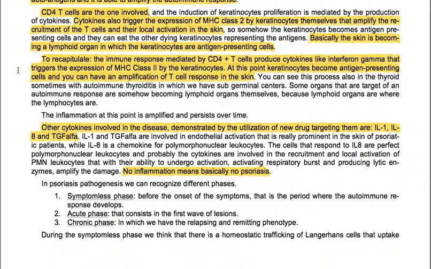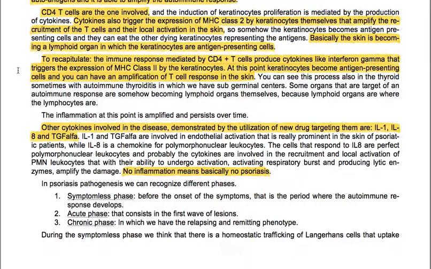You can see this process also in the thyroid, sometimes with autoimmune thyroiditis, in which we have germinal centers. Some organs that are the target of an autoimmune response are somehow becoming lymphoid organs themselves, because lymphoid organs are where the lymphocytes are. The inflammation at this point is amplified and persists over time.